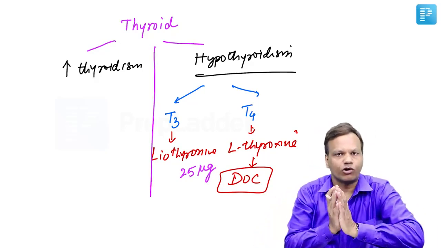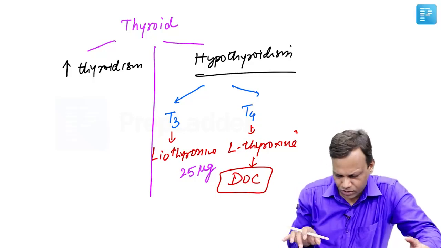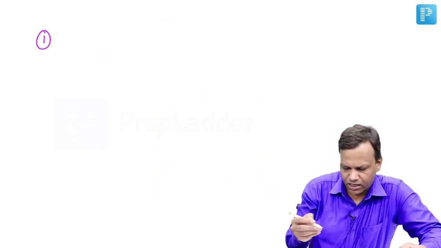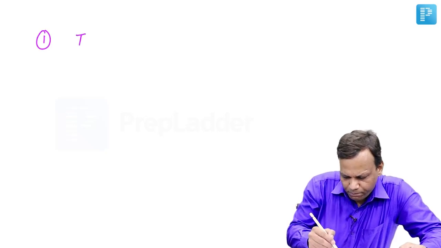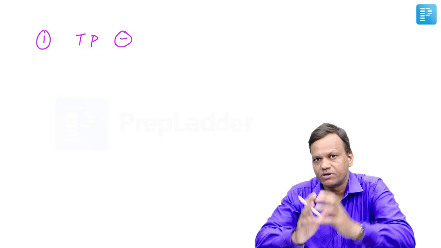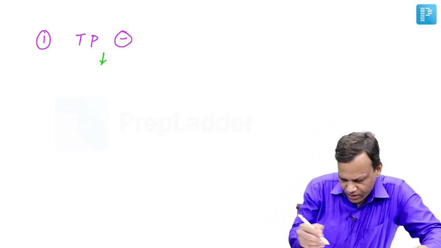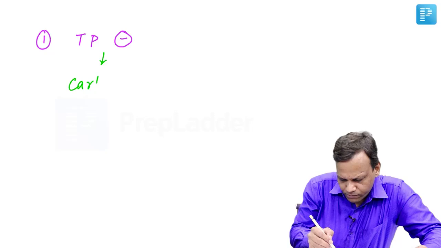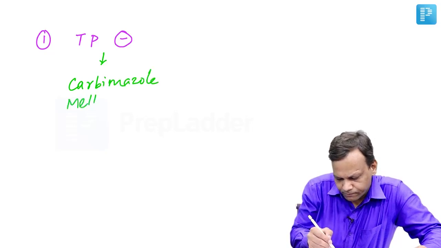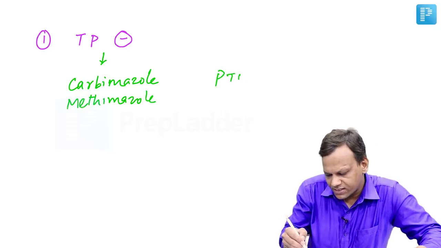In hyperthyroidism, we want to decrease thyroid hormones, and we have several drugs which can decrease thyroid hormones. For decreasing thyroid hormone, we can use the most important drugs, which are known as thyroid peroxidase inhibitors. Thyroid peroxidase is the main enzyme which helps in formation of thyroid hormone, and we have three drugs which inhibit thyroid peroxidase. One is carbimazole, second is methimazole, and third is propyl thiouracil.